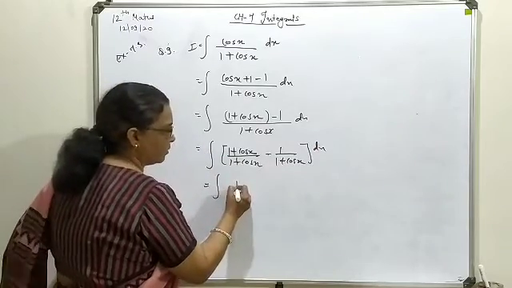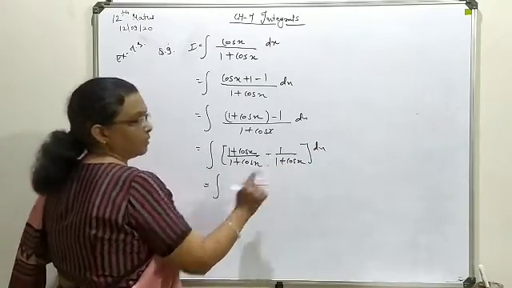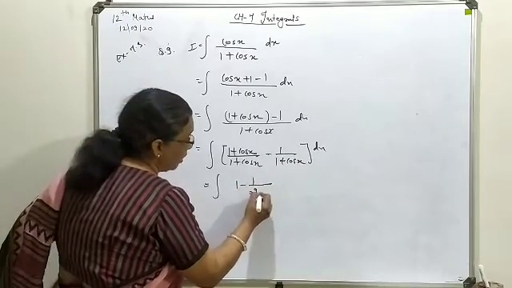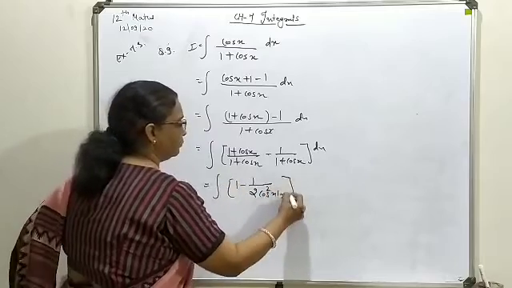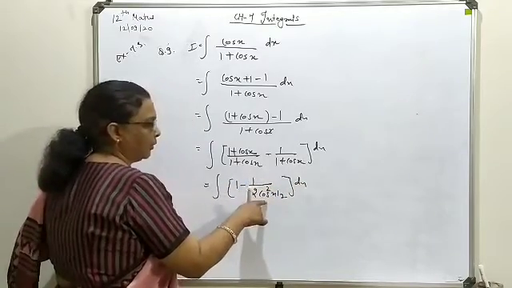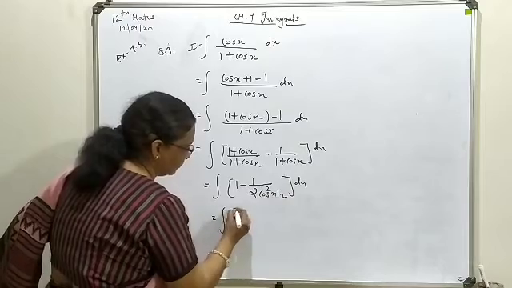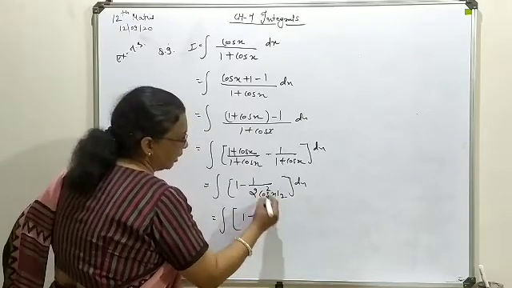So 1 plus cos x we normally write as 2 cos square x by 2. This is 1 upon cos square, which means sec square.